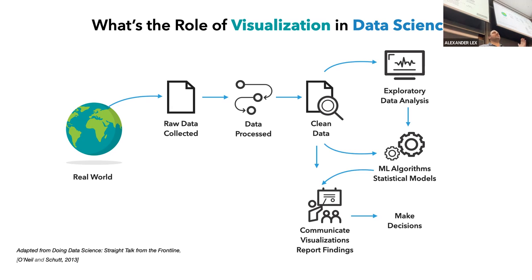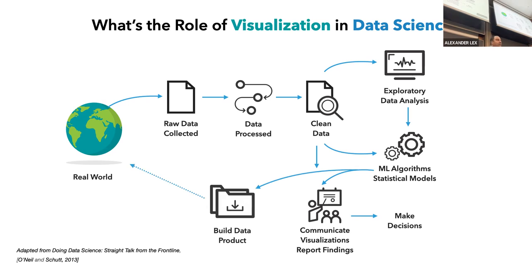You could either do this directly with the clean data. That would be data visualization without any kind of algorithms behind it, or you could use the output of a statistical model or some fancy algorithm to create a visualization, then to communicate it to a human, and the human can then make decisions. Of course, there's also this other way that I mentioned before. We could also just build a data product, like a system that then again influences the real world.